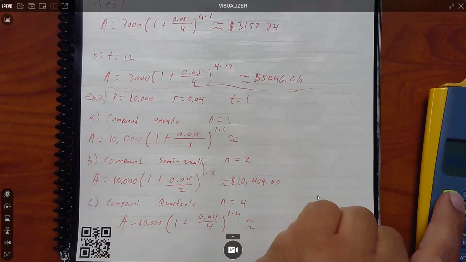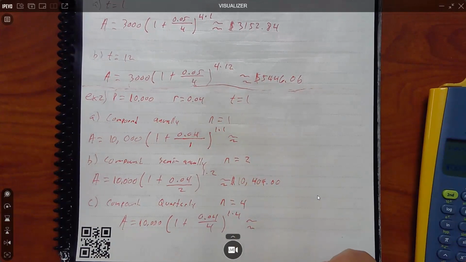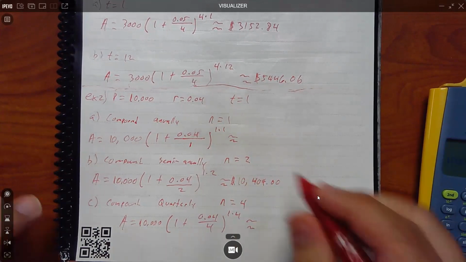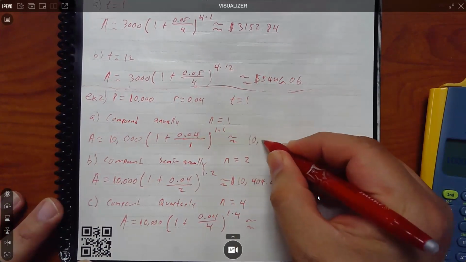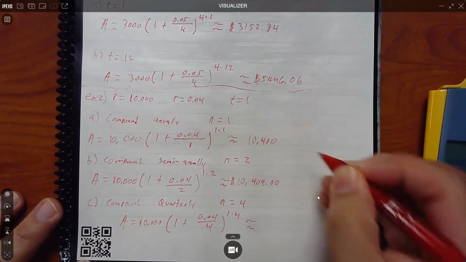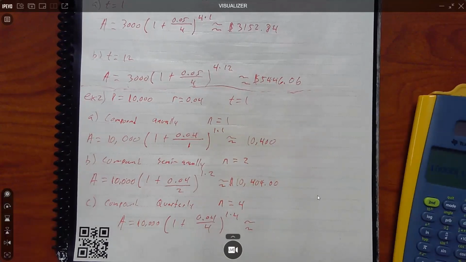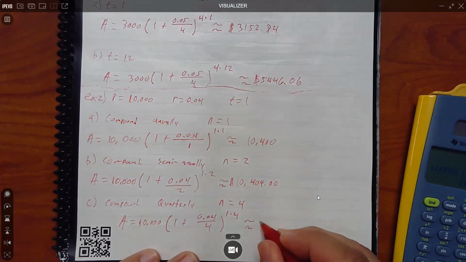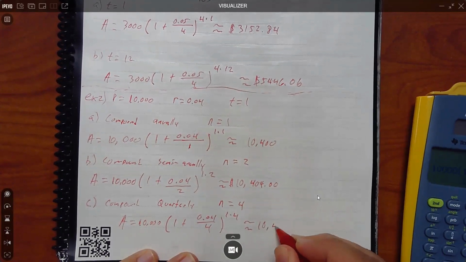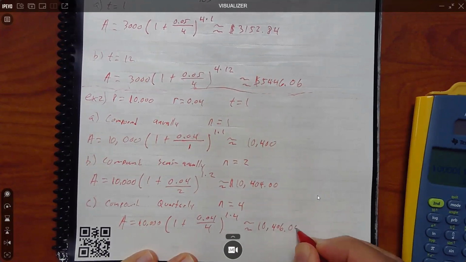Now, if we do 1 and 1, it's gonna be 10,400. The last one, redo it to 4. That'd be 10,406.04.